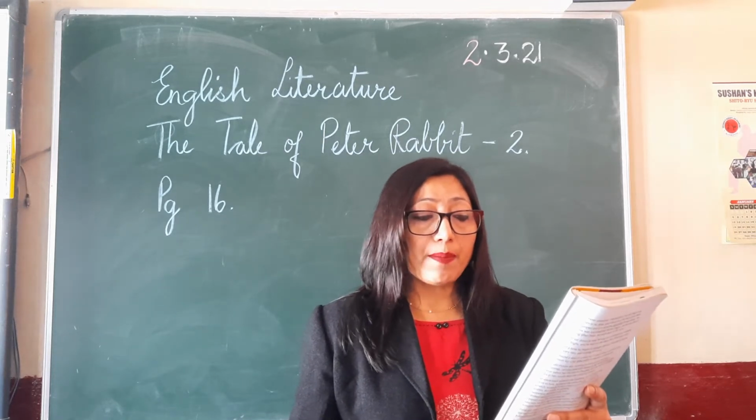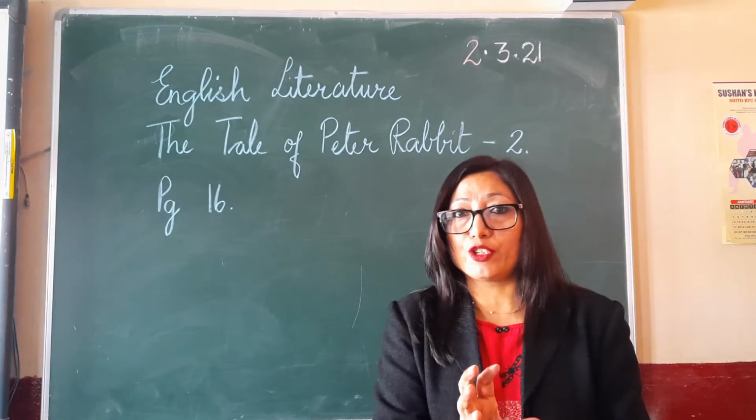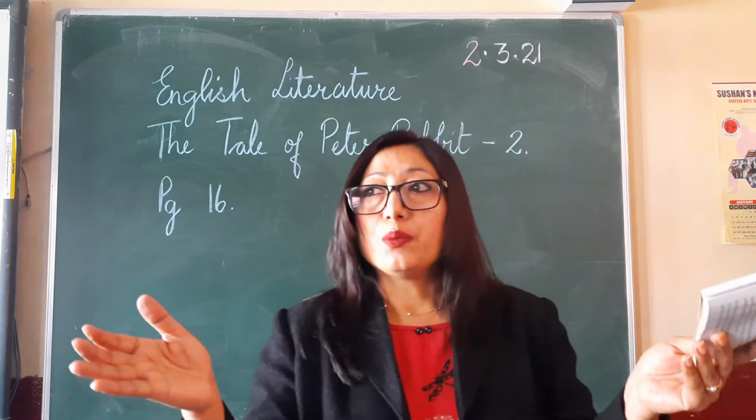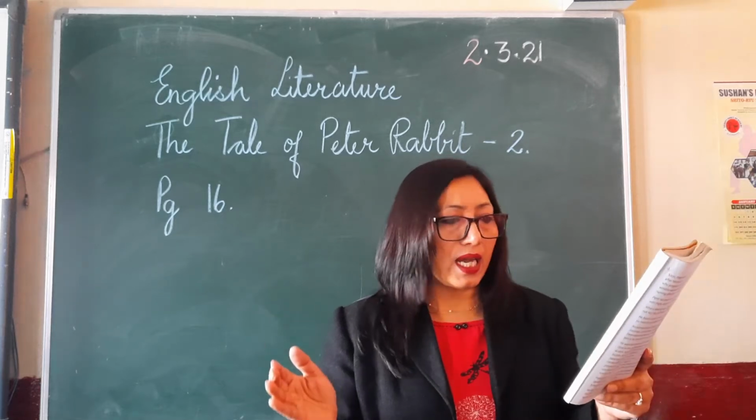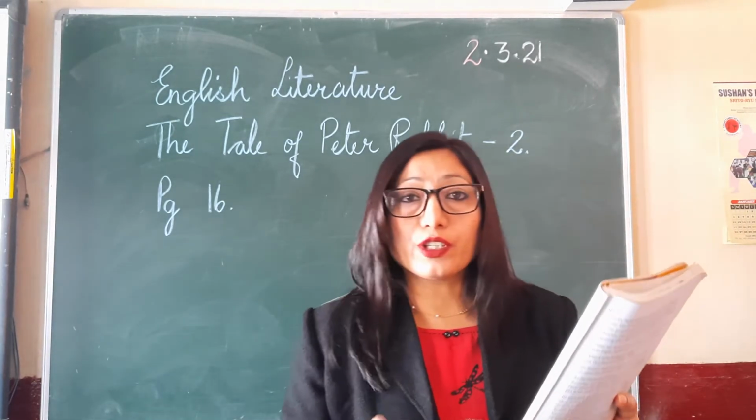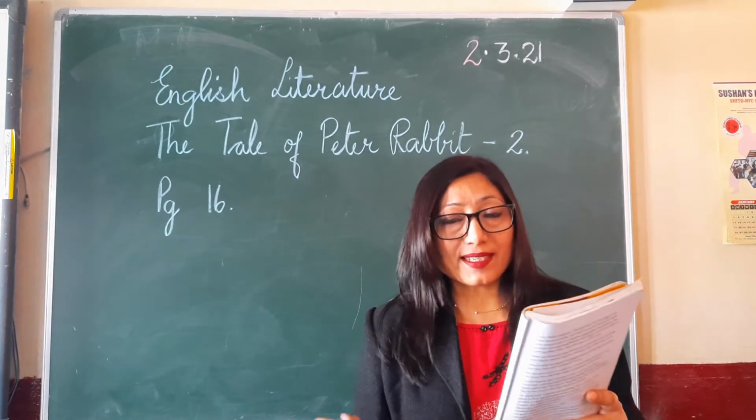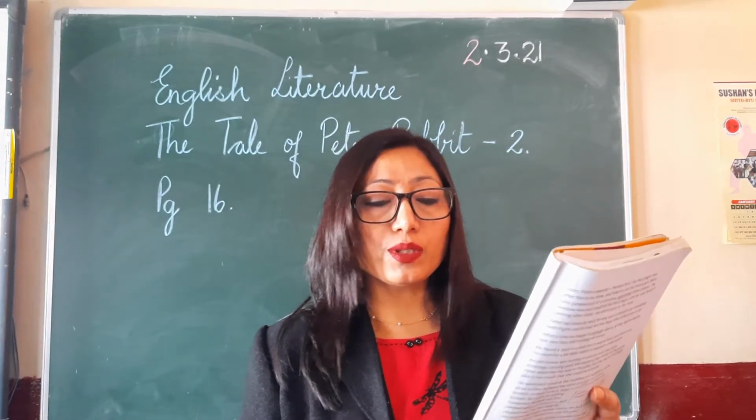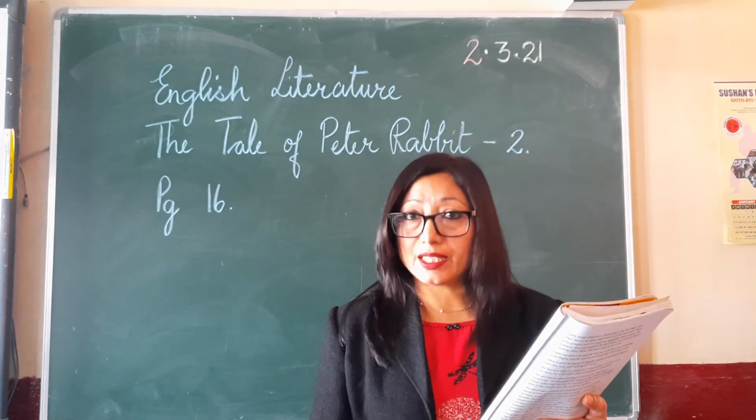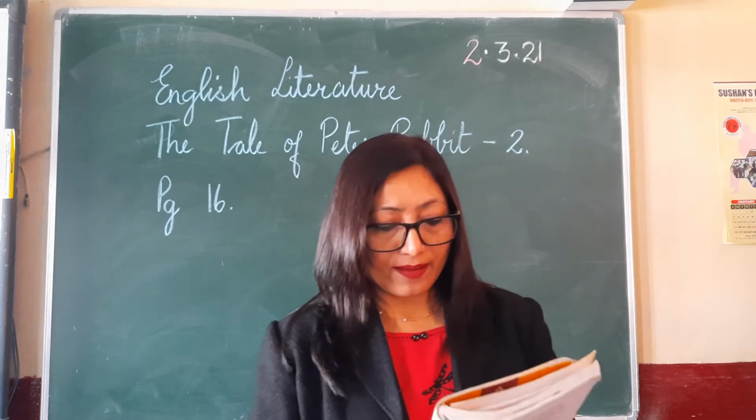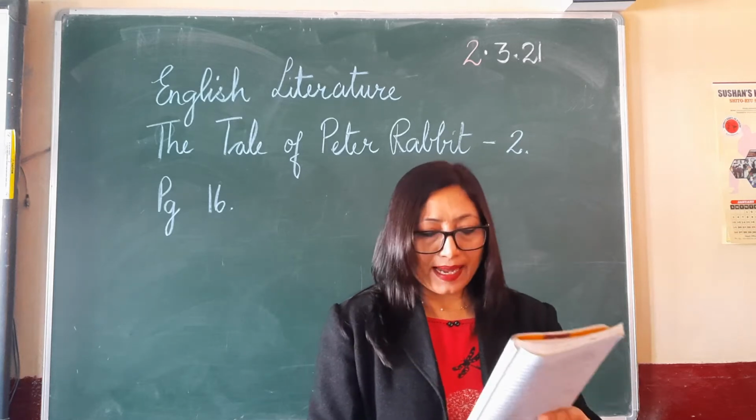So Mr. McGregor came up with a sieve which he planned to put on top of Peter. So it was not a small sieve which we use in the house, it was a garden sieve which Mr. McGregor used to separate sand and mud from the big stones. So it was quite large, okay, which he planned to put on top of Peter, but Peter wriggled out just in time. He rushed into the tool shed. Tool shed is a small hut where you keep your tools, gardening tools, and jumped into a can. Now, most of you have a watering can at home, okay? So that is a can.